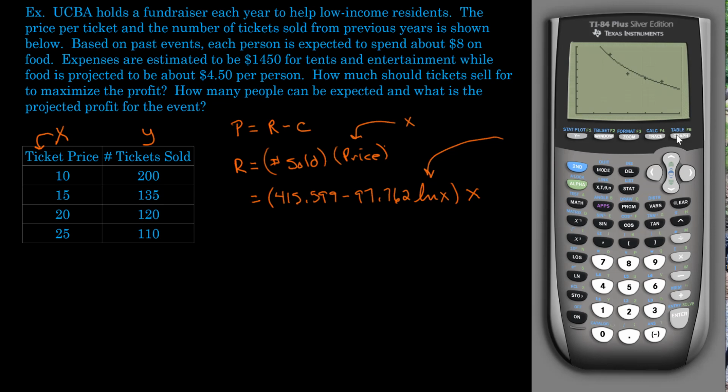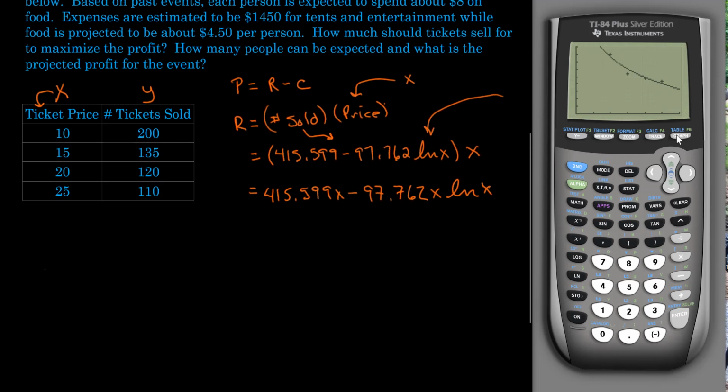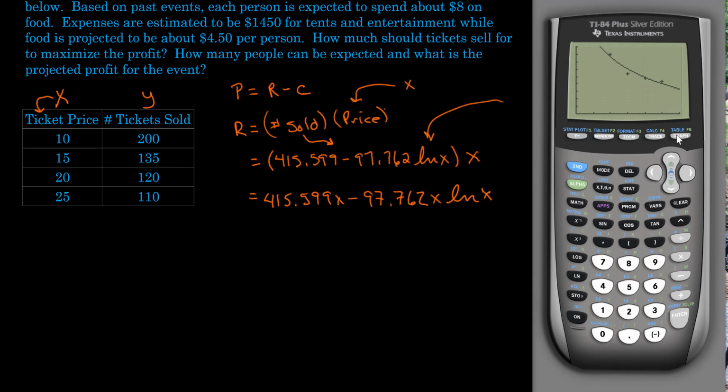So what I've done now is I have copied down for my revenue the number of tickets sold, and remember that's the Y value, which is this equation that we just computed, times the price. I can work a little further on cleaning up my revenue function by distributing the X, which is going to give us 415.599X minus 97.762X times the natural log of X. So there's my revenue.